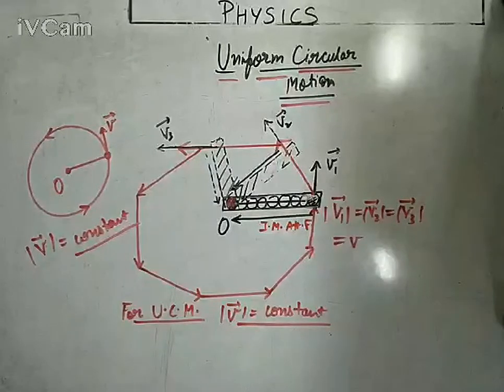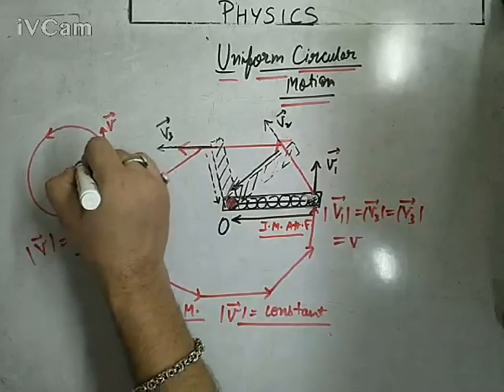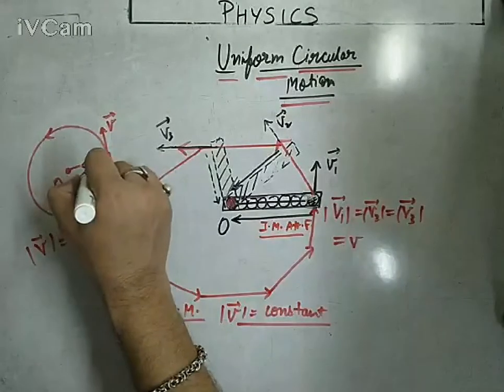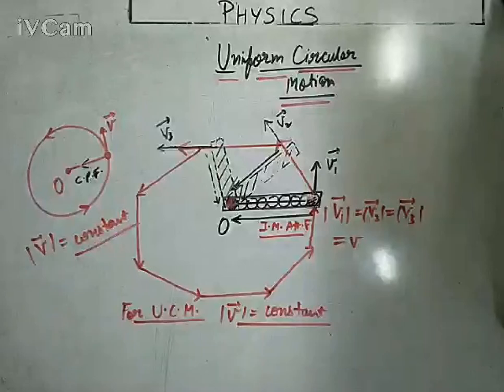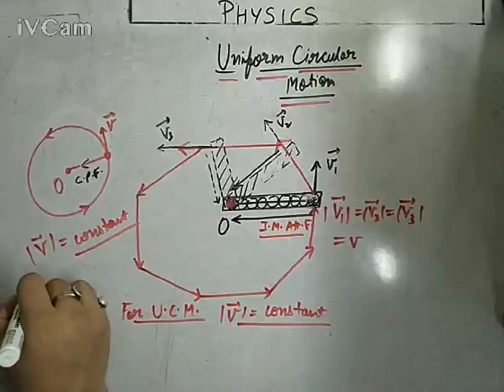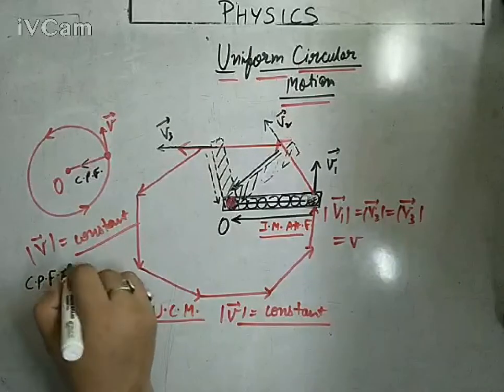But the magnitude of the velocity will remain constant if we are talking about uniform circular motion. So keep this in your mind. And this intermolecular attraction force is already acting towards the center of the circular path. This force is treated as the centripetal force. Keep this in your mind. CPF is here, centripetal force.